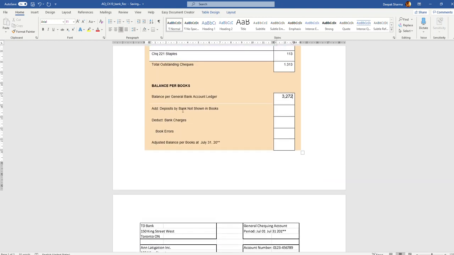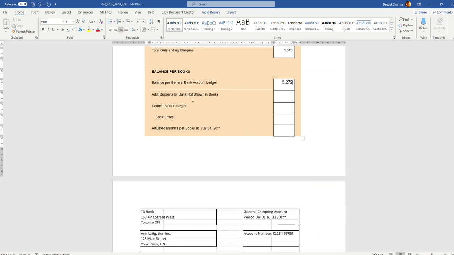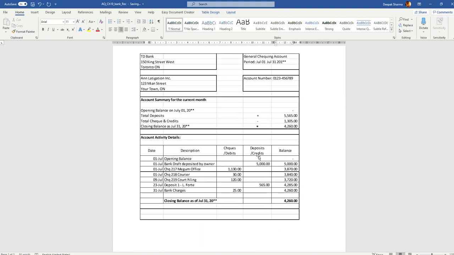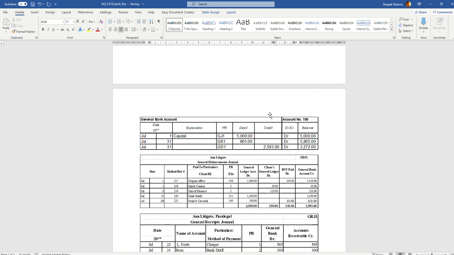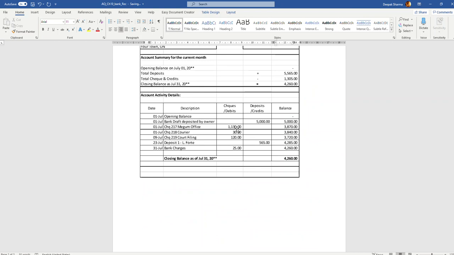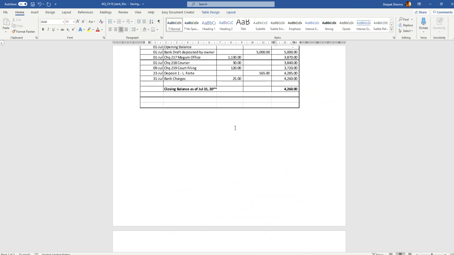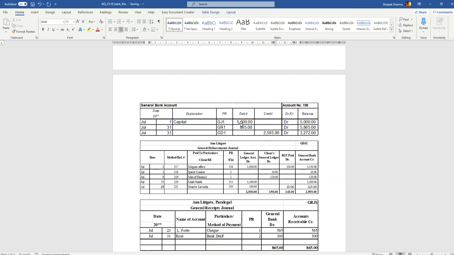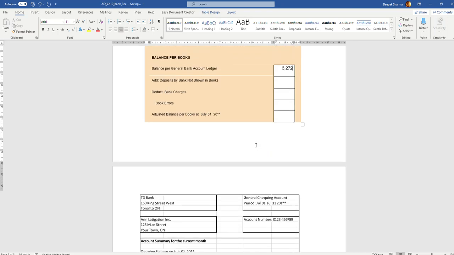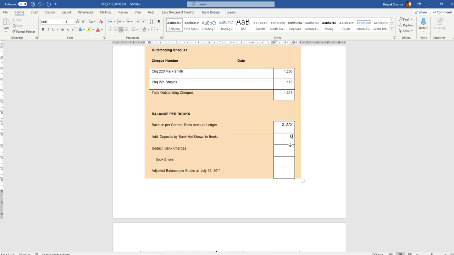Then here is deposits by bank not shown in the books. This one is if you see any deposits here that you don't see either in your general bank account or in the receipt journal. If you remember, we checked these ones. Here we check this one. There was a 5,000 deposit by the owner. So we're going to check if we have this one. We have a 5,000 deposit on July 1 as capital. That is there as well. This is already recorded, so there are no deposits by the bank not shown in the books. So it's 0.